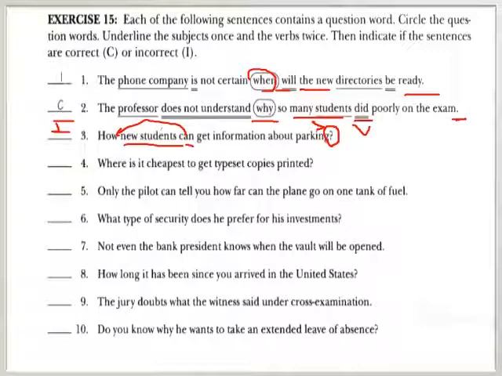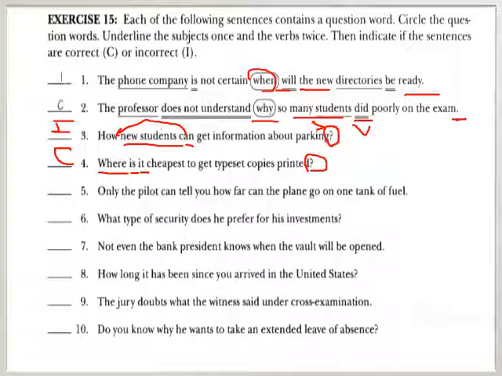Fine. Number 4. Where is it cheapest to get typist copies printed? Fine. Here we have where, and this is a question. So after where we should have the helping verb. Yes, where is the helping verb, then the subject it. So there is inversion and the sentence is correct. Okay, here the helping verb, the verb to be, comes before the subject it.